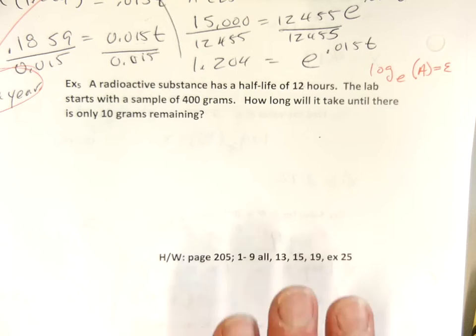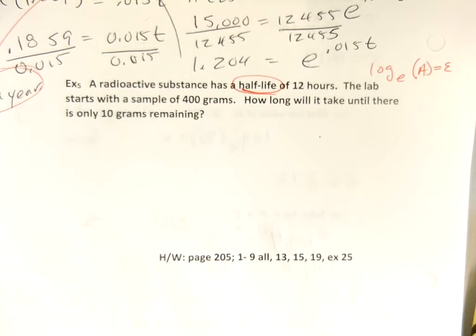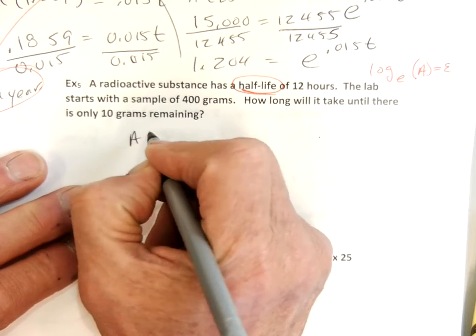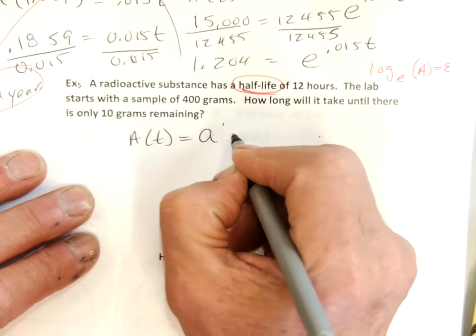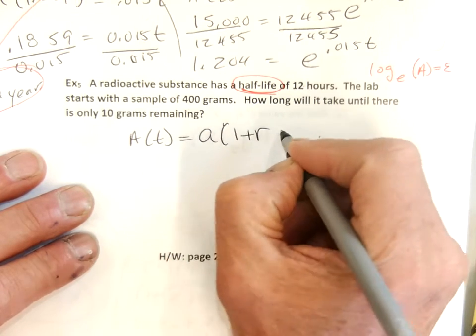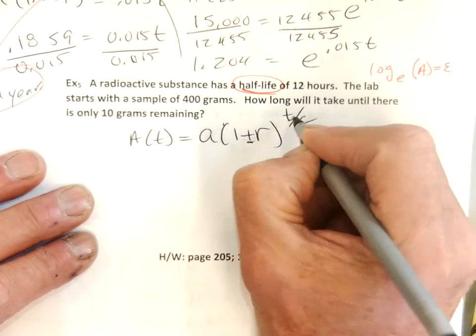But okay, example five. A radioactive substance has a half-life. There's my half-life, right? That's my rate of 12 hours. The lab starts with a sample of 400 grams. How long will it take until there's only 10 grams left? So let's set this up. A of T equals our A, our 1 plus or minus rate to the T over C, okay? Do you remember that formula?